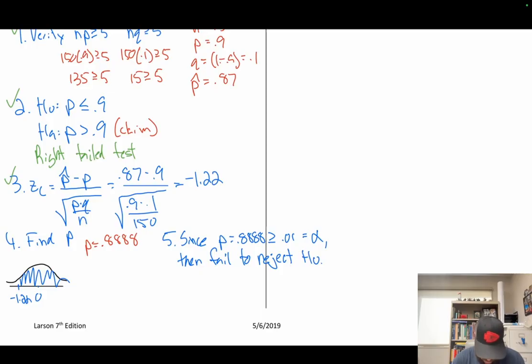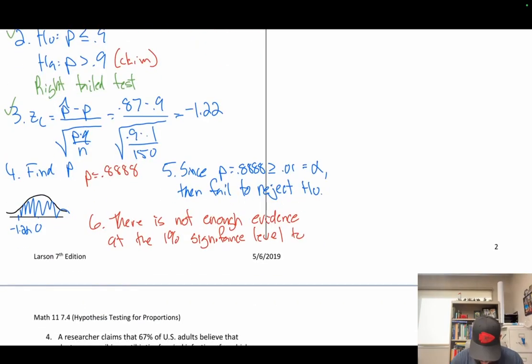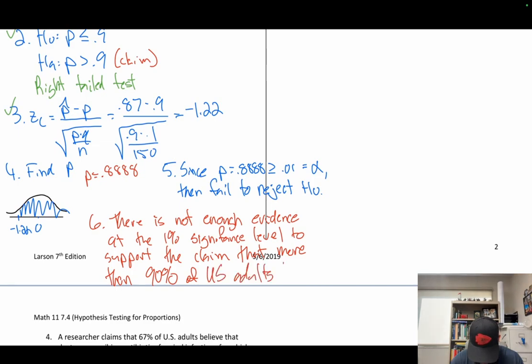And then last, our summary. We would state there is not enough evidence at the 1% significance level we chose to support the claim that more than 90% of U.S. adults have access to a smartphone.